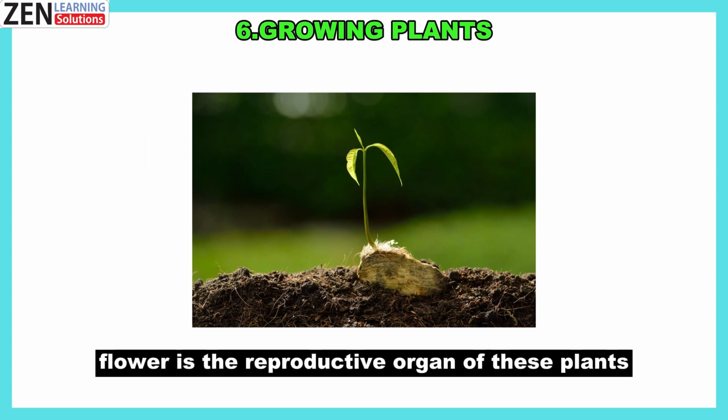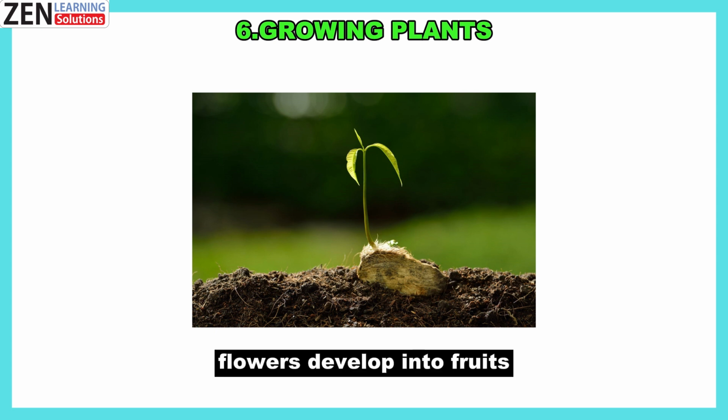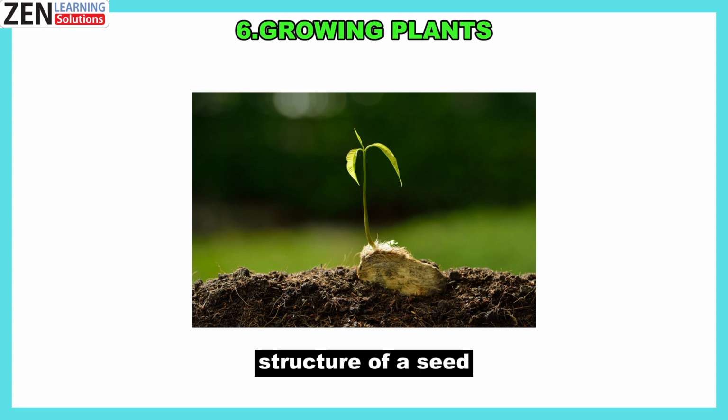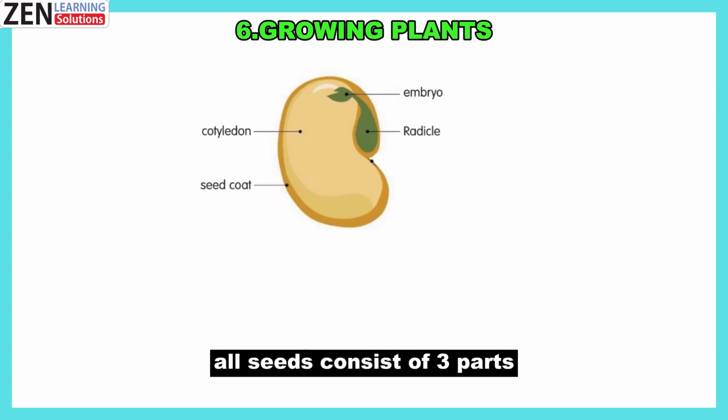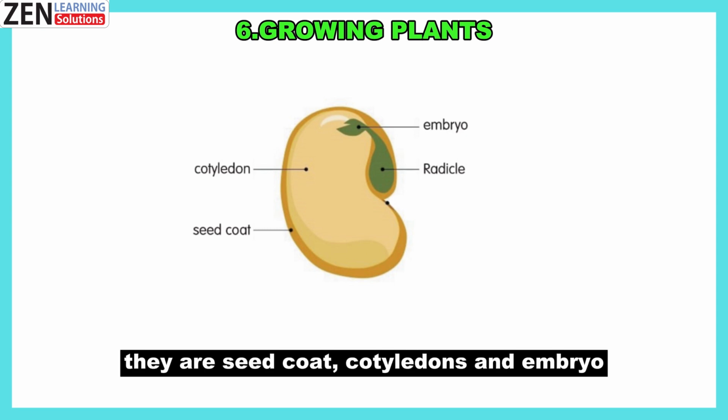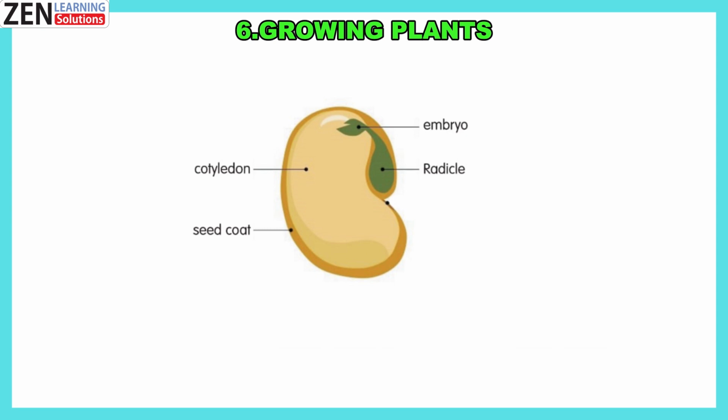Flower is the reproductive organ of these plants. Flowers develop into fruits which contain seeds. Plants may produce one, a few or many seeds. Structure of a seed. All seeds consist of three parts. They are seed coat, cotyledons, and embryo.